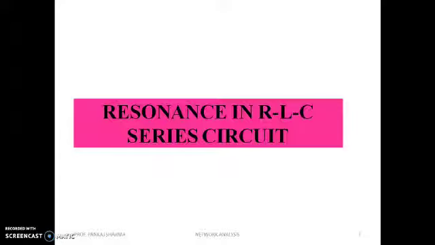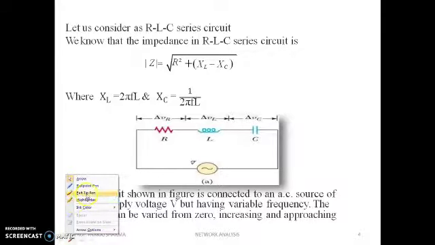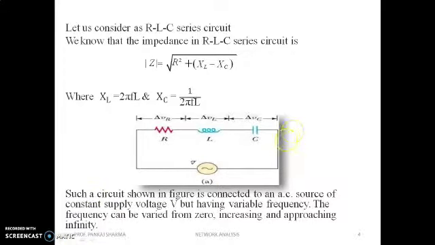There is a series circuit of RLC. RLC is connected in series. Let us consider this circuit. This is your series circuit. And this is your R, L, C connected in series, and this is your AC voltage, AC source of constant supply voltage.